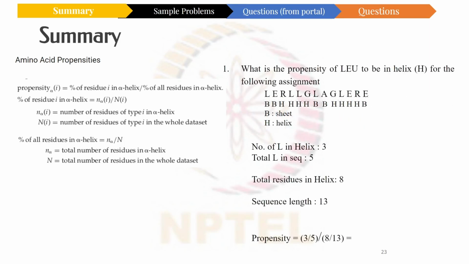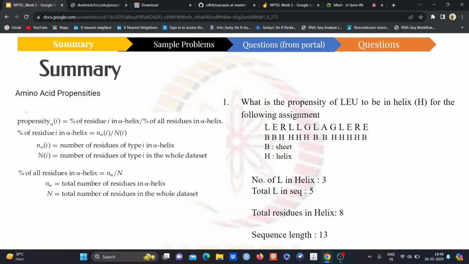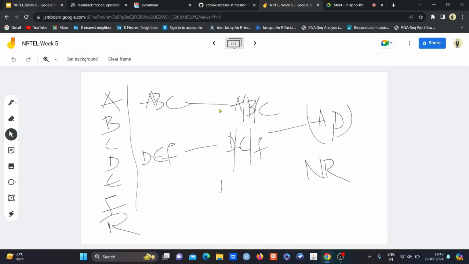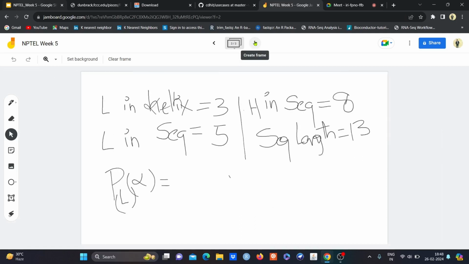Okay, here is the solution. Okay, we'll try it in Jamboard. So the first step is to calculate the numerator parameter in propensity. The first thing we need is the number of leucines in helix. So we have 3. So 3 divided by the number of leucines in a given sequence. So we have 5. So this becomes our numerator.